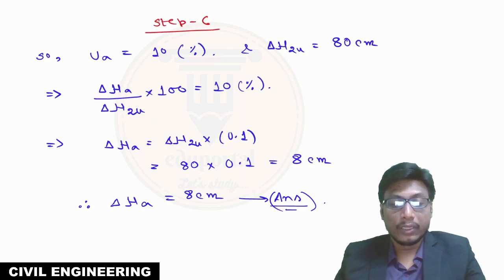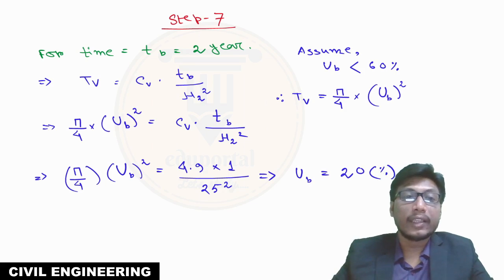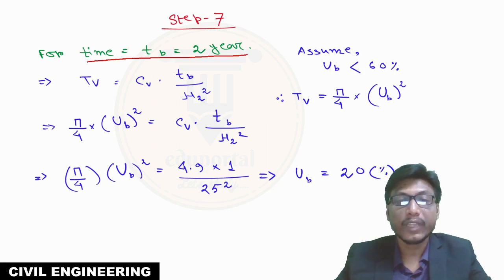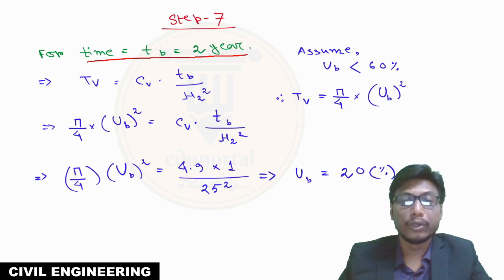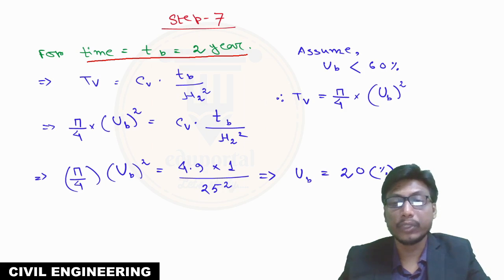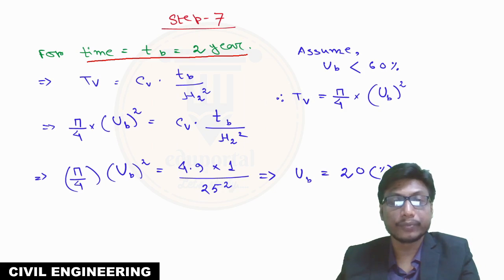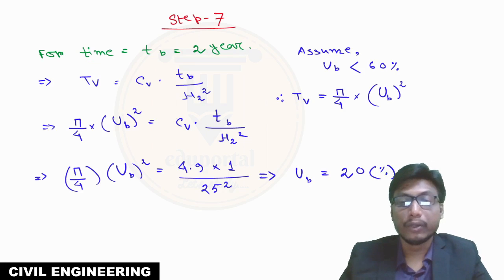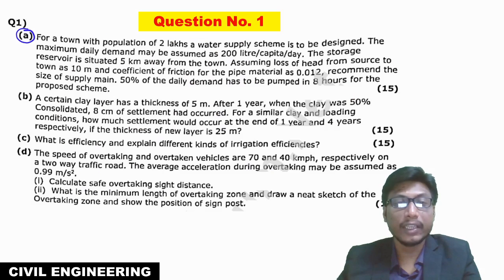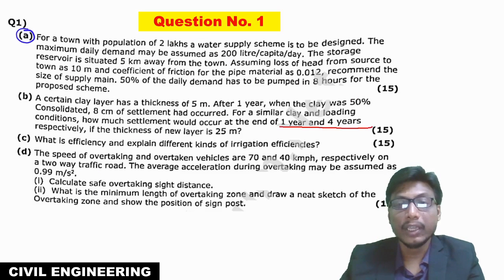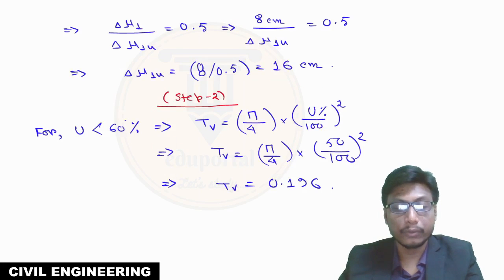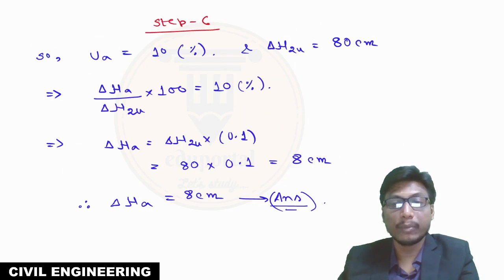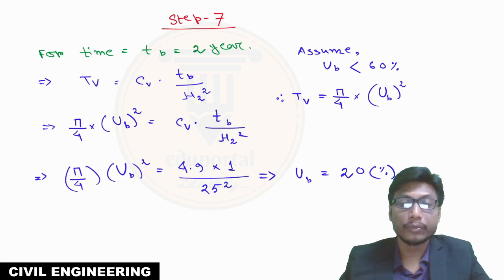Now it asked what will be the settlement after some more years. So here we need to put these values. Let's see the question once again. It said after 4 years, sorry, after 4 years. So if we put these values for soil sample 2, this is after 4 years. So TB is equal to 4 years.